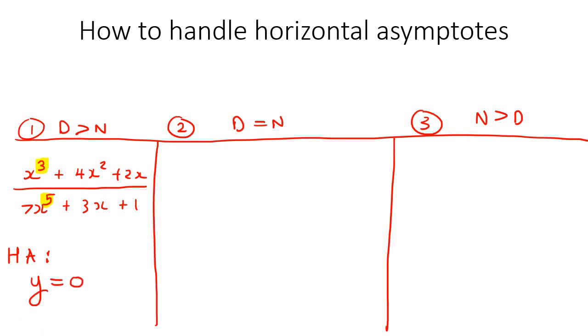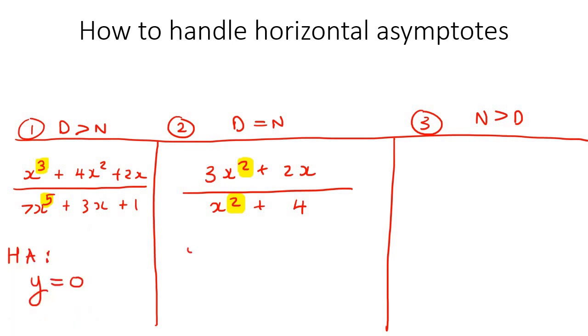Okay, now what if you have a situation like 3x squared plus 2x divided by x squared plus 4? Look at the largest exponent in the numerator. Look at the largest exponent in the denominator. They are equal to each other.